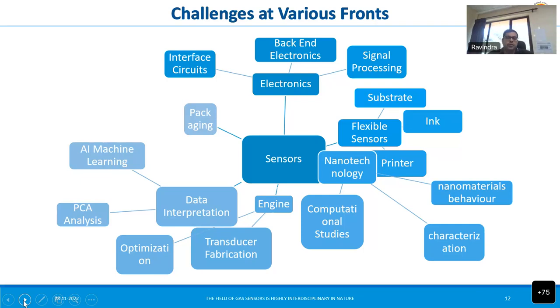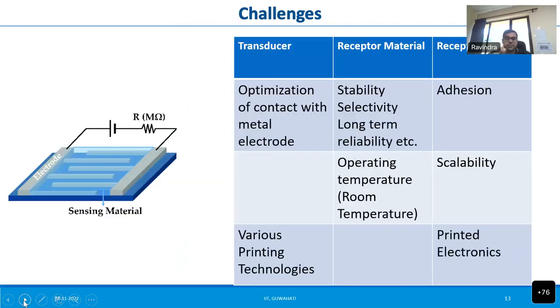Okay, so you can have a look at this slide. I have tried to cover different challenges that came to my mind, but this is just very brief. It can be broader than this. Now we are coming to the slide that we saw one or two slides before. In transducer fabrication, the challenge is optimization of contact with the metal electrode.